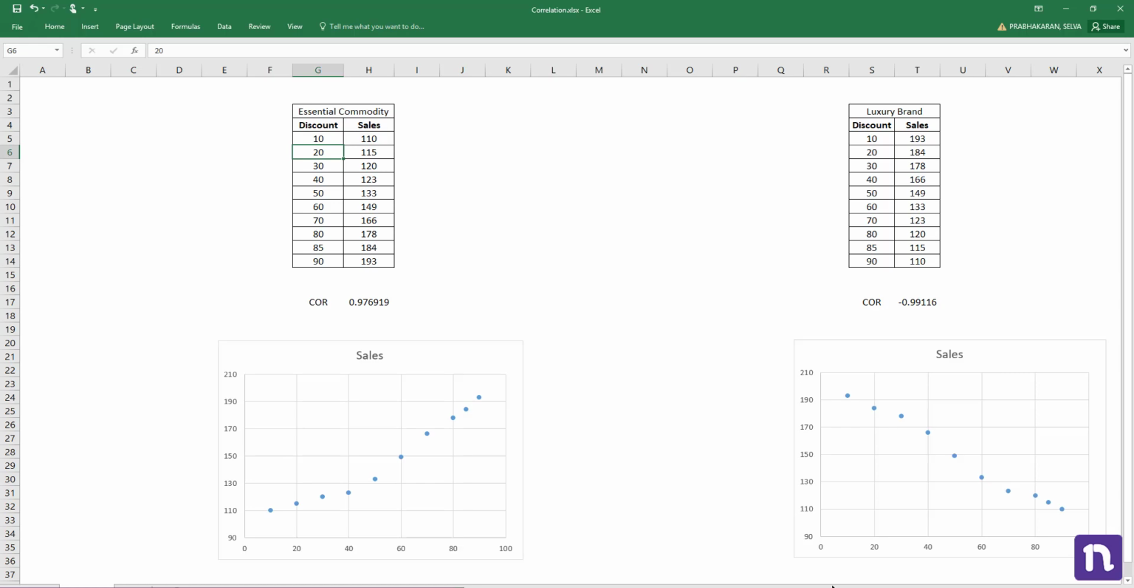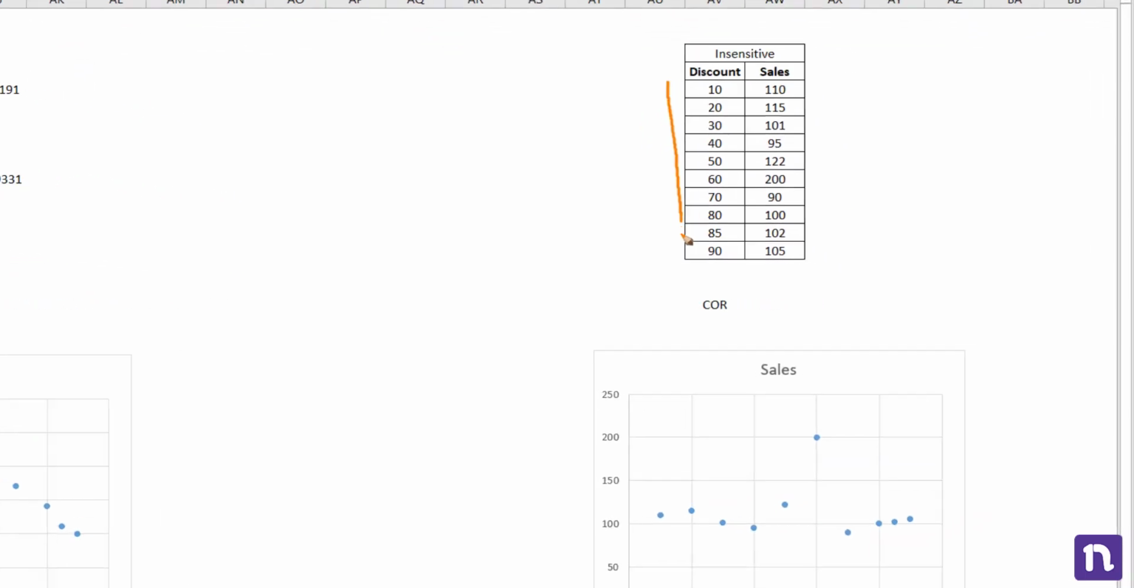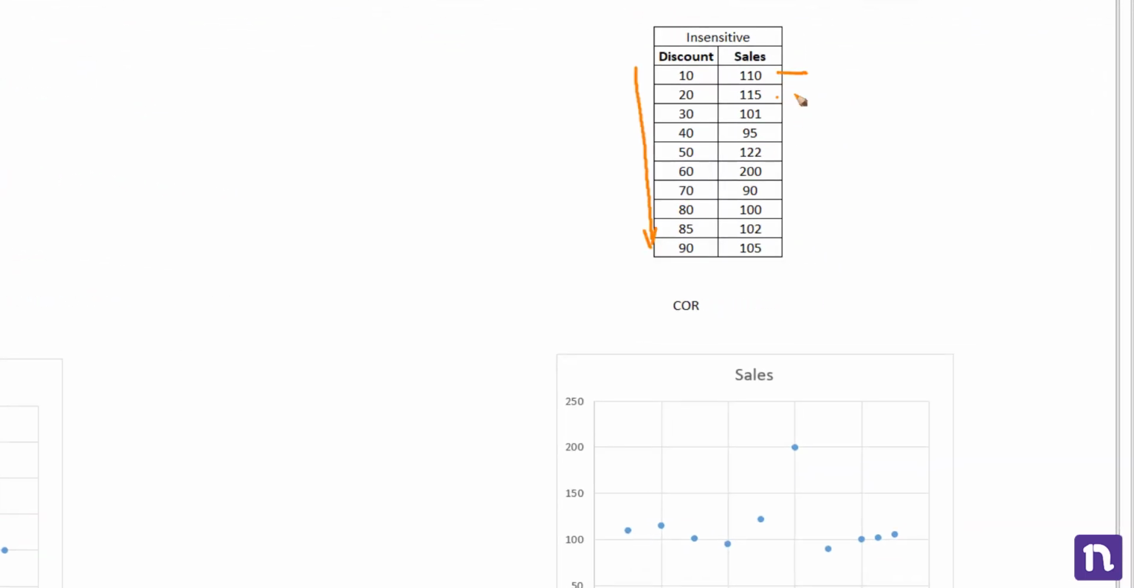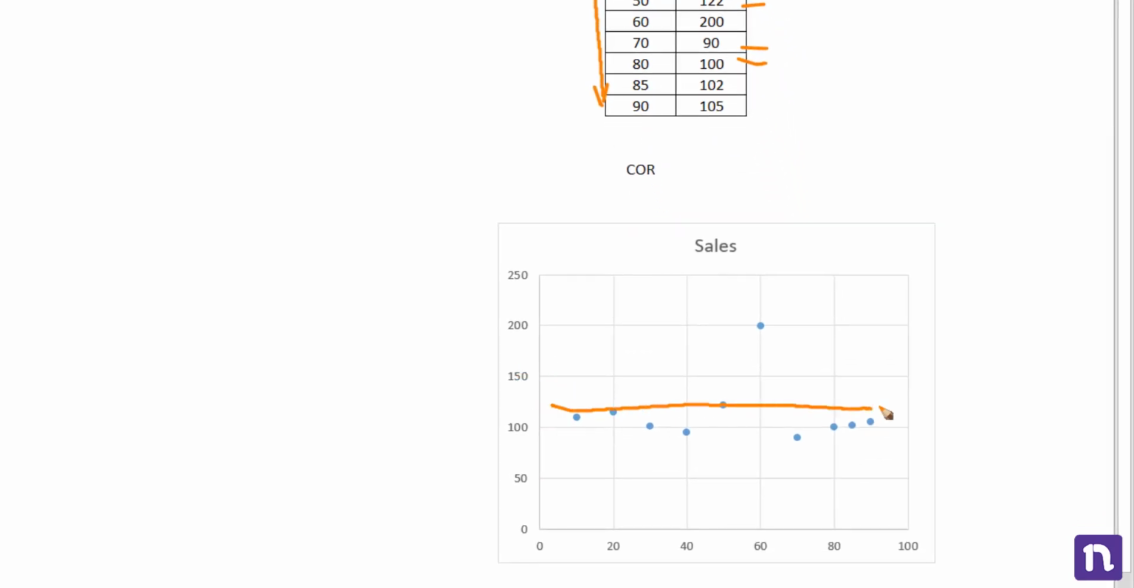All right. So what happens if these two are not related at all? For example, in this case, the discount is increasing, but if you look at the values of sales, it is increasing and decreasing. There's no relationship. So if you look at this graph as well, it is like horizontal. It's not moving in a certain direction. Now, in this case, you should expect the correlation to be almost nearly zero. Hope that is clear.